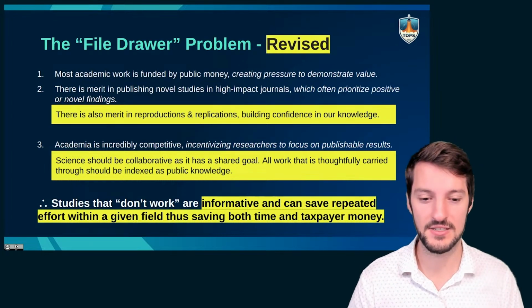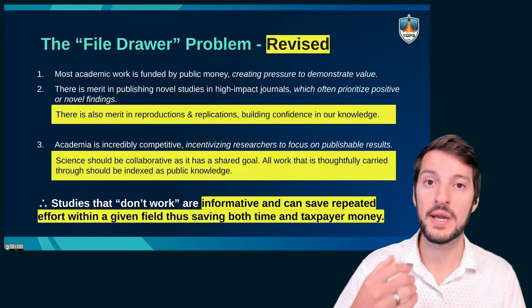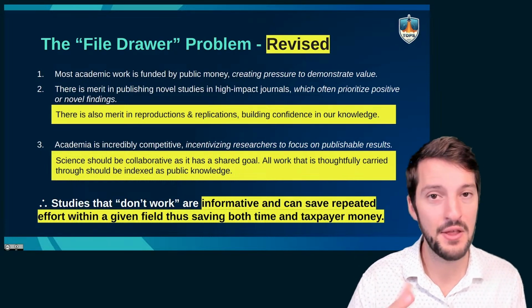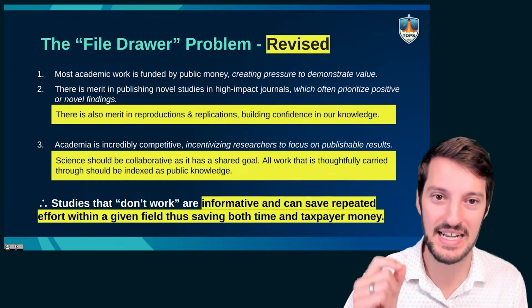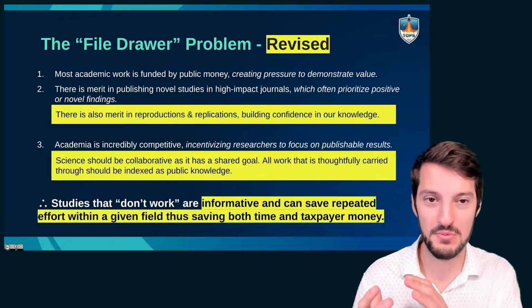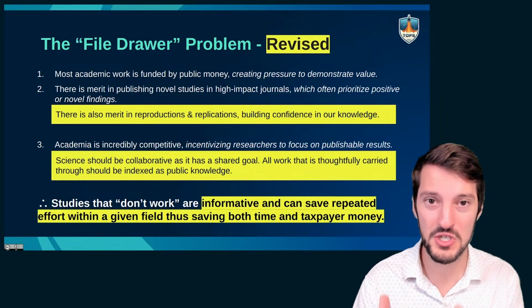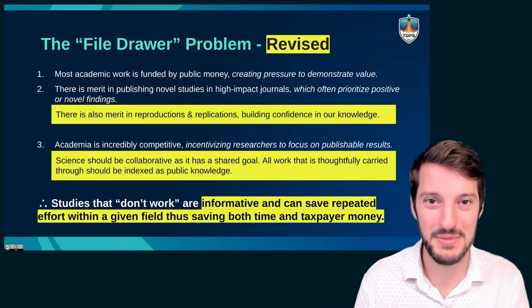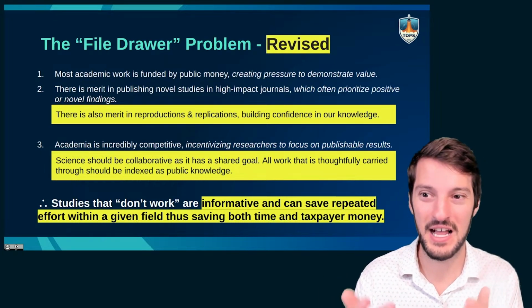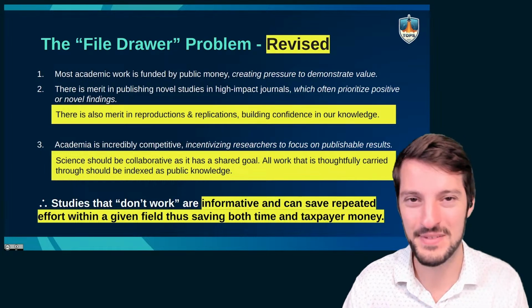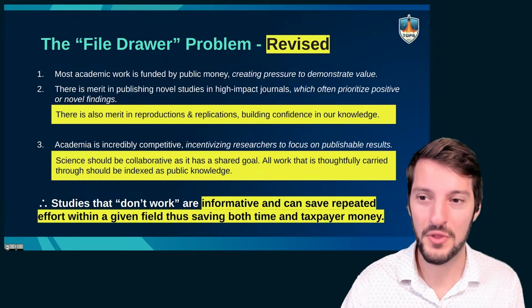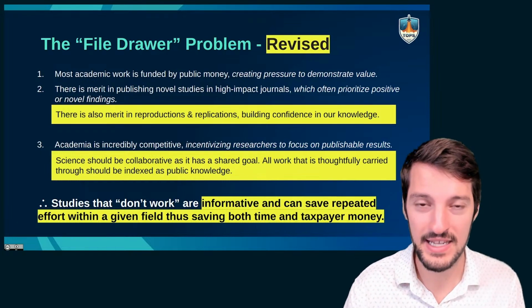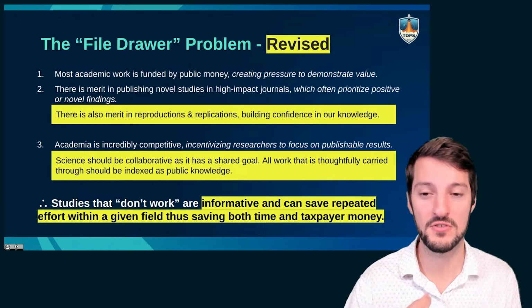But I would spin this into, studies that don't work are informative and can save repeated effort within a given field, thus saving both time and taxpayer money. And so the file drawer problem should not be a problem. We should be sharing things that don't work, right? As I think Thomas Edison writes, 1,000 ways to not make a light bulb or something of that nature. But I think you get the idea of what the file drawer problem is and why open science can help solve it and why we also need this broader culture shift.